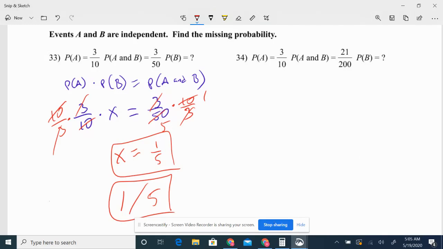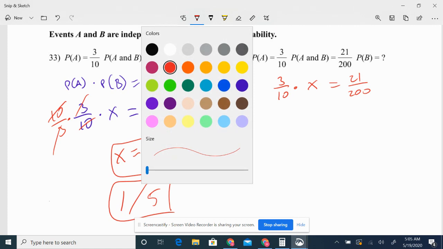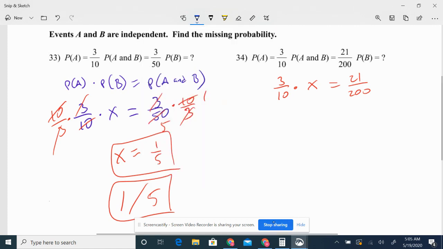Take a look at number 34. I have probability of A is 3 over 10. Probability of B, I don't know what it is. Probability of A and B is 21 over 200. So the way I'm going to have x by itself, I'm going to multiply both sides by 10 over 3. So these 10's cancel out, these 3's cancel out, and I have x by itself.